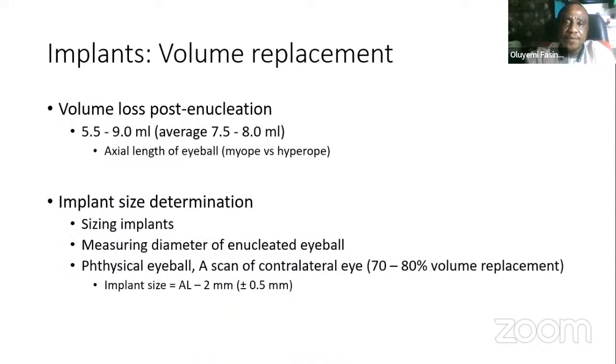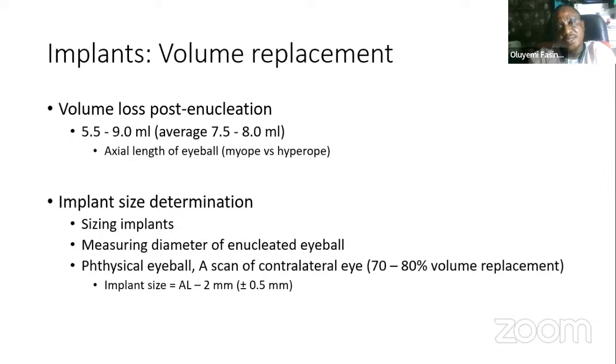Now, following enucleation, we know that on average there's about 5.5 to 9 ml of volume loss, an average of 7.5 to 8. Of course, this also depends on so many factors, which is why the range is there. In the myope, the amount of volume loss is going to be much higher than in a hyperope, as the case may be.